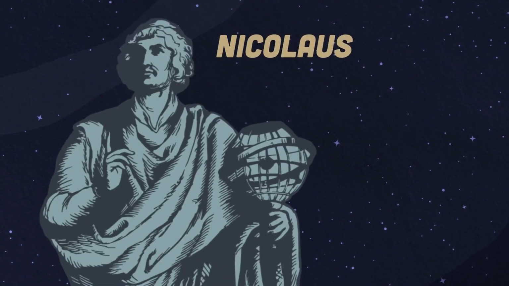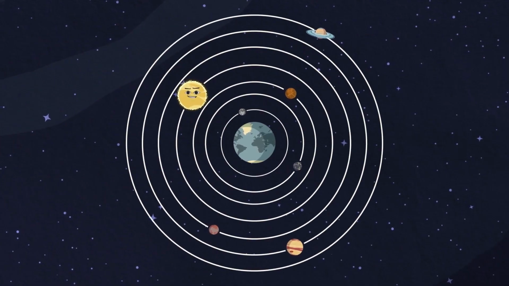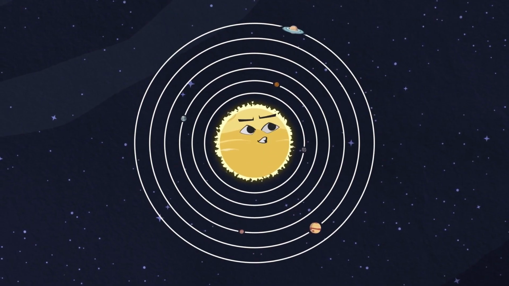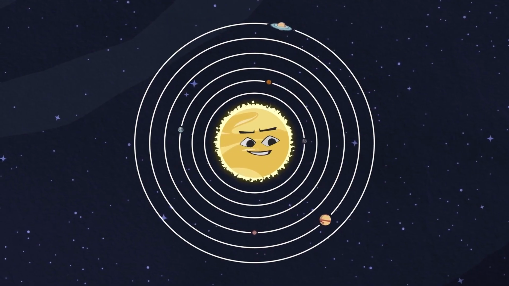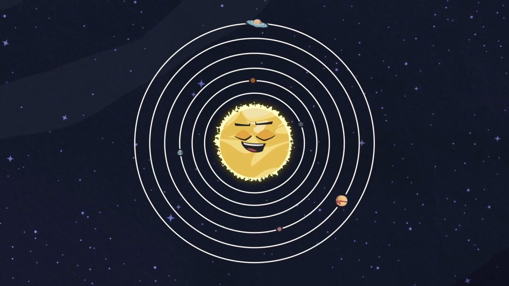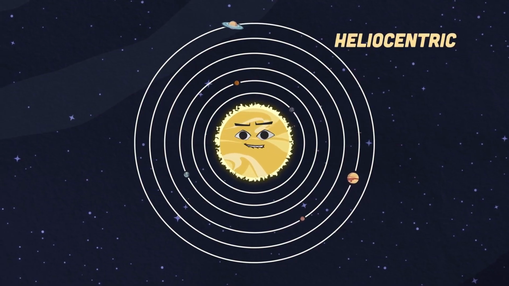A man named Nicholas Copernicus decided to rearrange. He introduced a new and, at the time, crazy theory, placing the sun in the center of the solar system. You can see this new theory of the planets revolving around the sun was called the heliocentrism model.